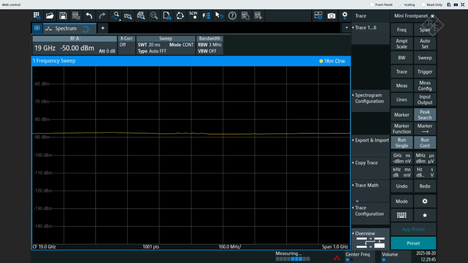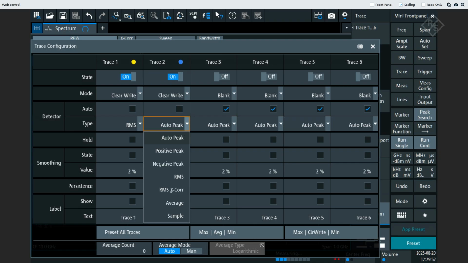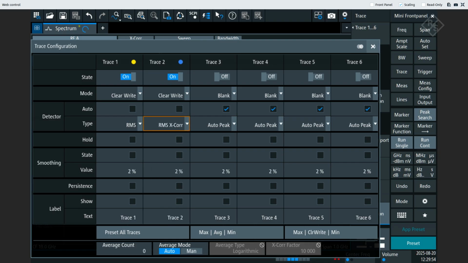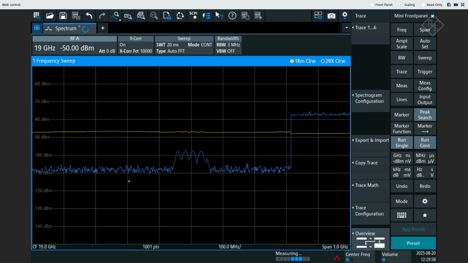However, when I activate cross-correlation again on a second trace, just by selecting the cross-correlation detector on trace number 2, we can see trace number 2 in blue building up, and when it builds up, we can definitely see a modulated signal peeking out of the remaining noise floor.